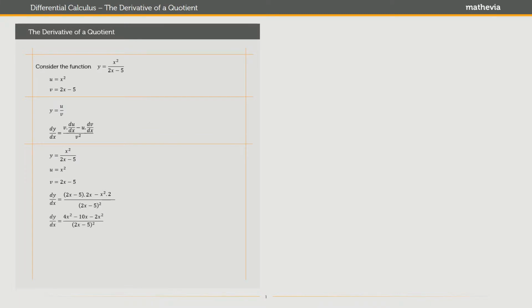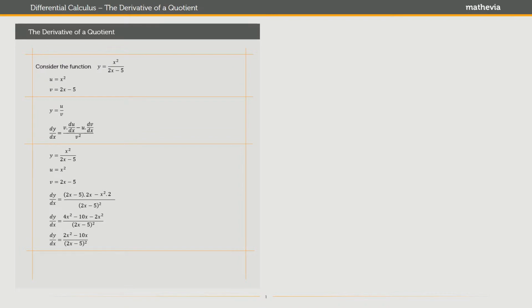And from this point on we simply simplify. If we expand the terms at the top, we have 4x squared minus 10x minus 2x squared, all over v squared, 2x minus 5 all squared. And we have a final answer: 2x squared minus 10x over 2x minus 5 all squared. And that is how you find the derivative of a quotient.